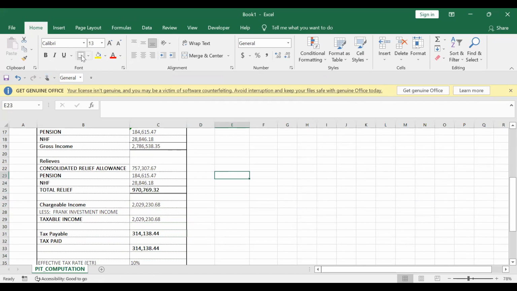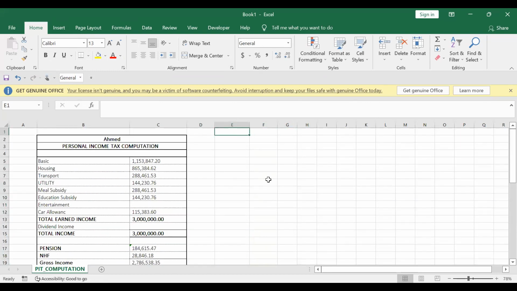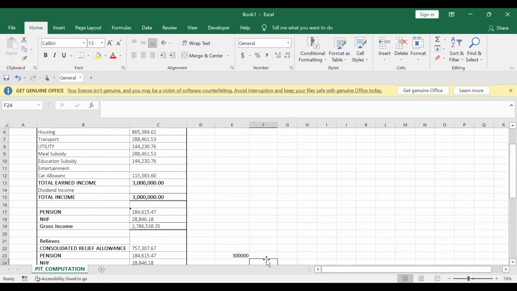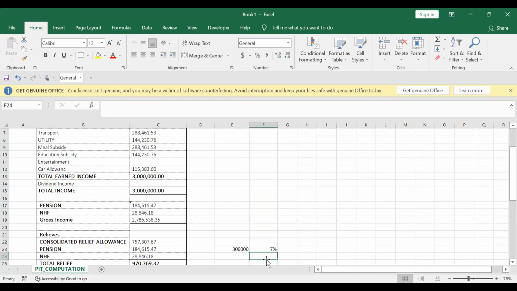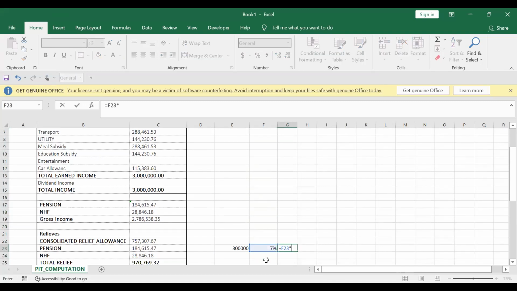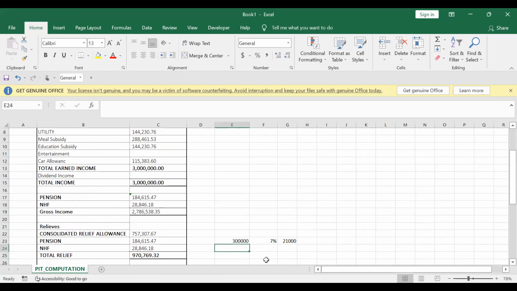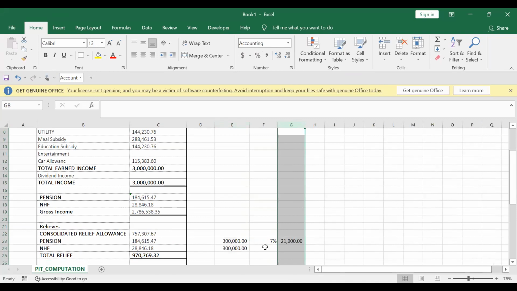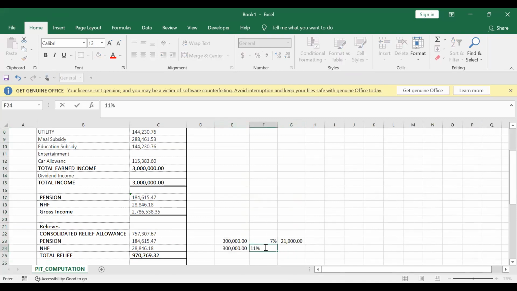The law says, can somebody give us the rates? First 300,000 at what rate, please? I want to be sure that we are all here. 7%. At 7%. Okay. That's 21,000. So we multiply that. Then the next one is what? The next 300 at what rate? 11%. So you multiply that.